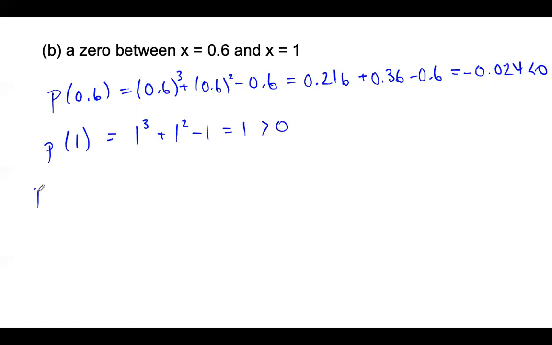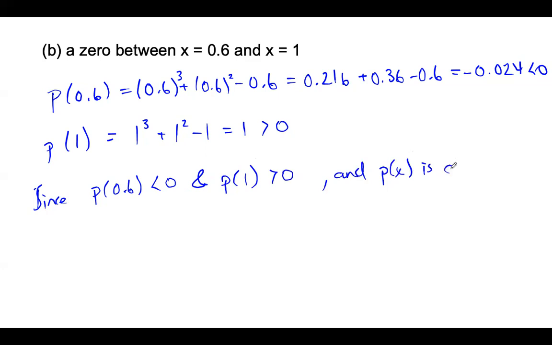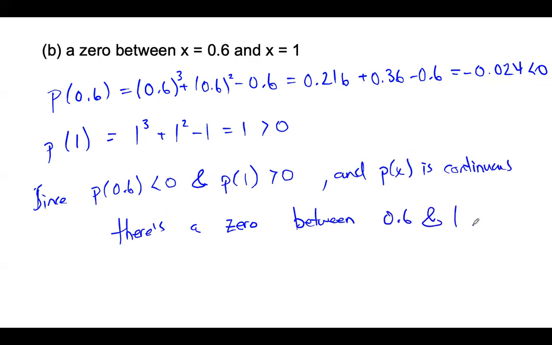And you see that since P at 0.6 is less than 0, and P at 1 is greater than 0, and because this function is continuous, there's going to be a 0 between 0.6 and 1. So you see that there has to be a point that crosses that x-axis. Because if one's up here and one's down here, and you can't just jump over the x-axis, then it would be discontinuous. Polynomials are continuous.